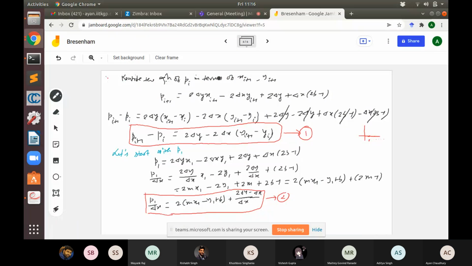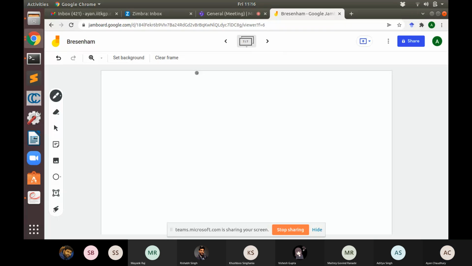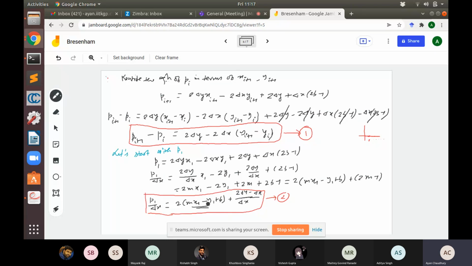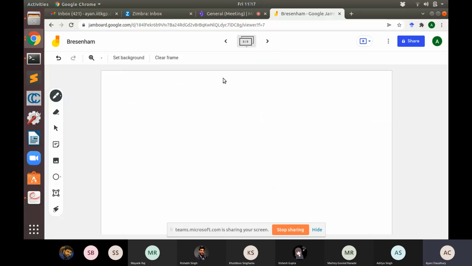Now we have y1 is equal to mx1 plus b, right? So that means mx1 minus y1 plus b is equal to 0. So put it in equation 2, that means mx1 minus y1 plus b. This term is why I computed it here like this. So we put 0 here. So what will happen then?